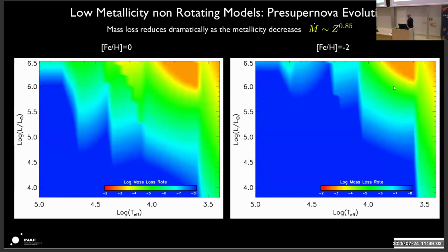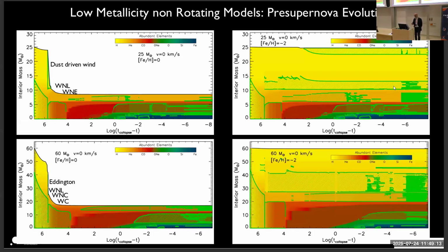Okay, if we reduce the metallicity, this picture changes significantly, because by reducing the metallicity, we reduce very much the efficiency of mass loss. This is the comparison between solar metallicity stars on the left and low metallicity stars on the right. And you see that at low metallicity, both the 25 and the 60 solar masses, taken as an example, evolve at constant mass. So the mass loss is essentially negligible.